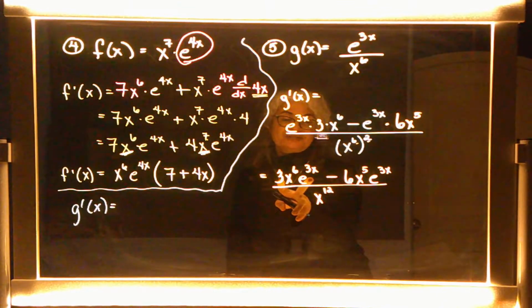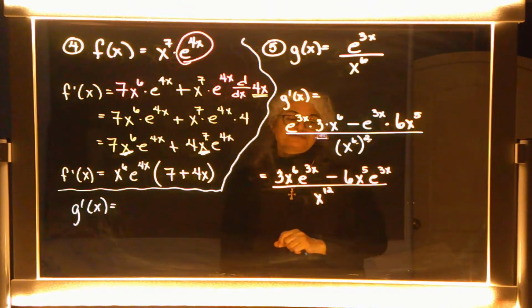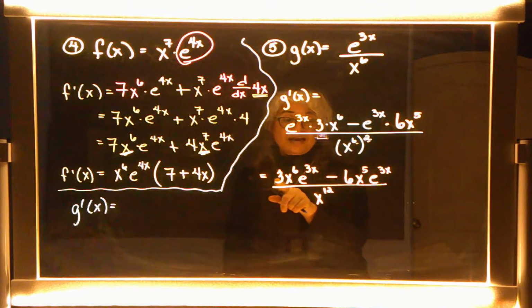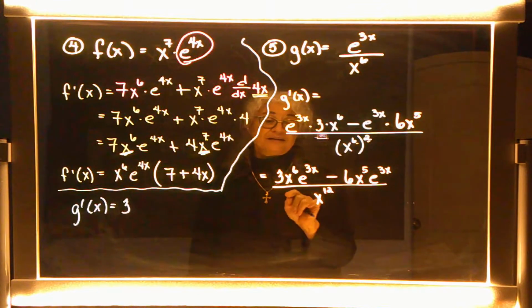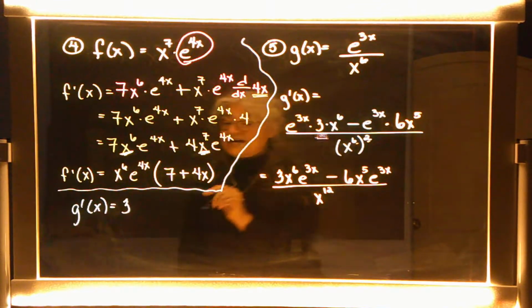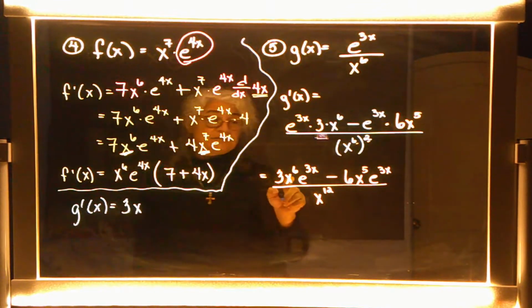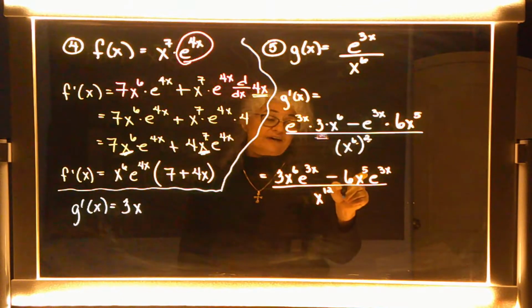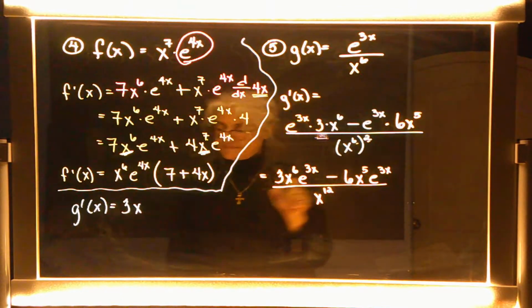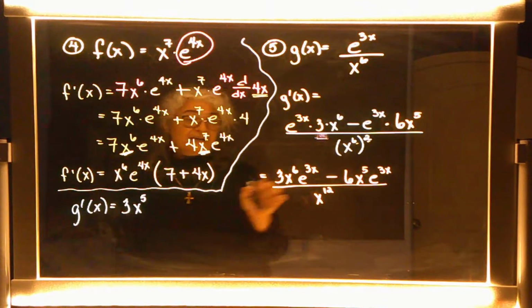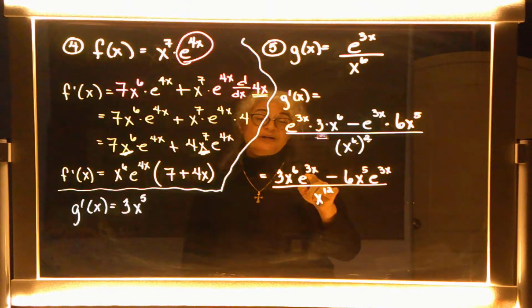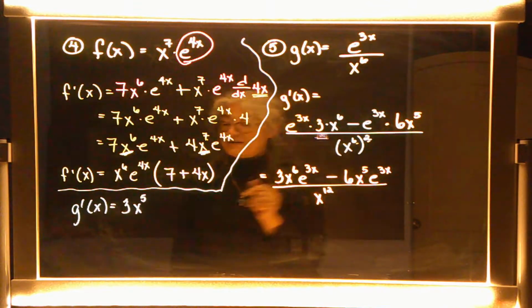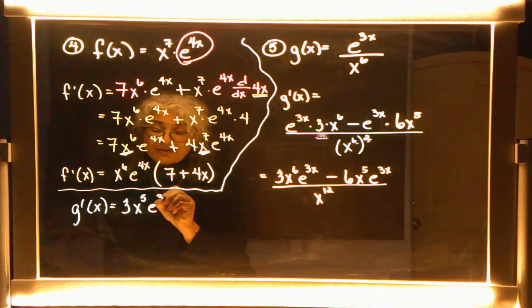What's in common between these two terms in the numerator? Good. We have a 3 in common for sure, right? Because the 3 and the 6. X's. How many x's are in common? Good. 6 of them here, 5 of them there. How many? 5. I can only take 5 out of each one because this guy doesn't have any more than 5 to give. What about the exponential? Yeah, they both have an e to the 3x, so I'm taking that out also.